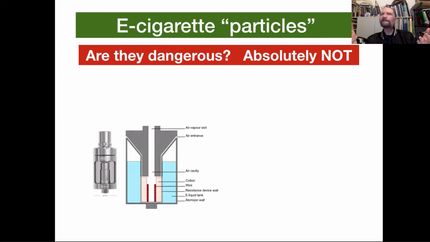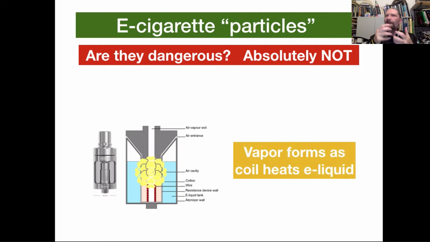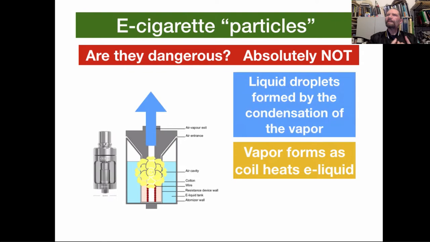This is the way these particles, which are liquid droplets, are produced. When we heat the coil, we generate a vapor, a gas, not yet an aerosol. It's a gas that surrounds the coil. And then when we inhale, we pull this vapor, and this vapor cools. As it is cooling, it will condense and will form liquid droplets that are being transported by the gas. And this is the aerosol that we are inhaling. It is formed by condensation of a vapor made with the same chemical composition as the liquid.